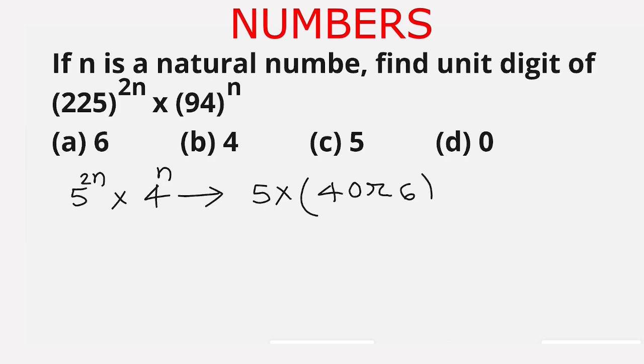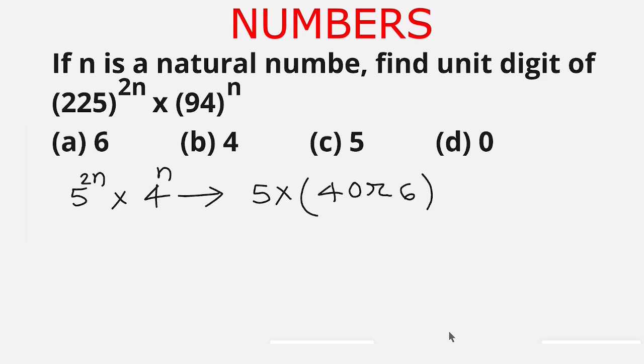I can explain again. 4 to the power 2 is 16, and 4 to the power 4 is 256. We are going to get 6 again. So whenever the power of 4 is odd, we get 4 at the ones place, and whenever the power of 4 is even, we are going to get 6 at the ones place. So this will be 5 multiplied by 4 or 5 multiplied by 6.